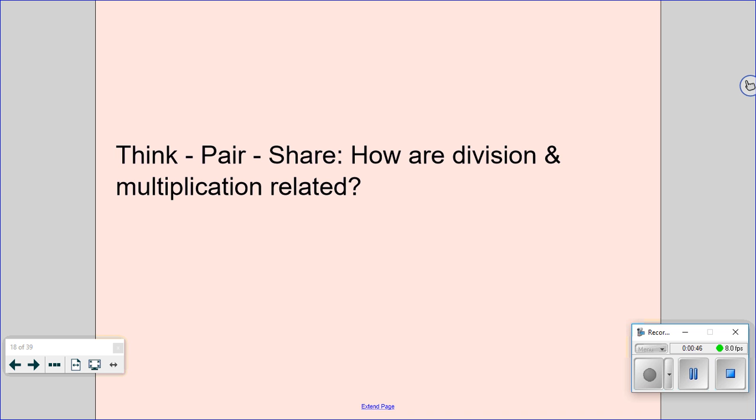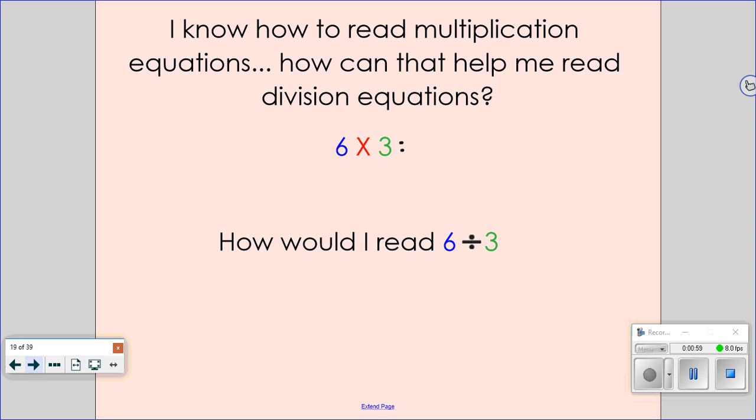They both can use some form of skip counting. Great. Brinley, how are they related? They both have repeated something, like multiplication, repeated addition, division, repeated subtraction. Well, they both repeat something.